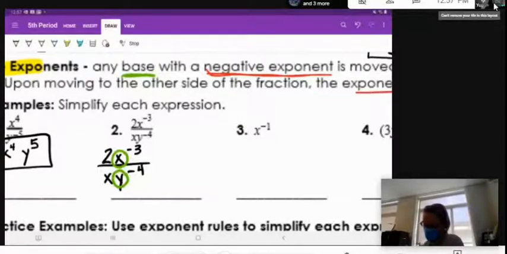So I'm going to draw a new fraction here. I have a 2 up top that isn't going to move anywhere. That's going to stay right where it is. And I have an x at the bottom that's also not going to move anywhere. That's going to stay right there. But the 2 bases that I circled have to switch.